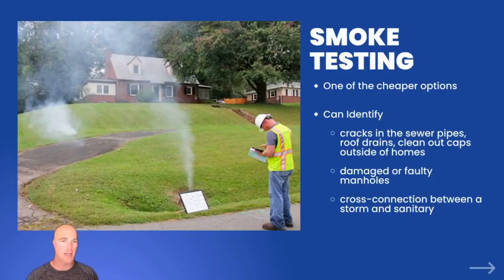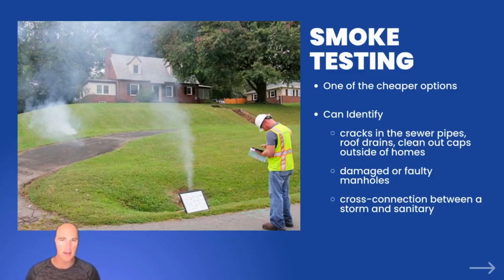Okay, so smoke testing here, you can see smoke literally coming out of the ground. What he's doing here is taking a machine, pumping smoke into the line, and then you hope that it comes out of the ground where there are breaks in sections of the line. It's one of the cheaper options. I'd recommend it if you know you've got an area problem and you're planning on fixing it immediately.